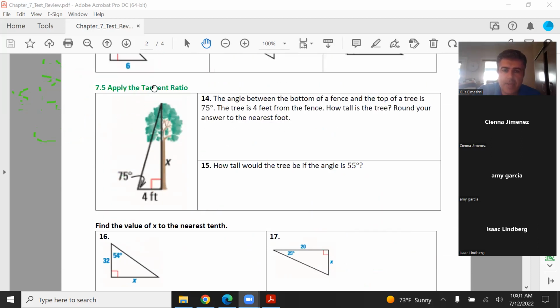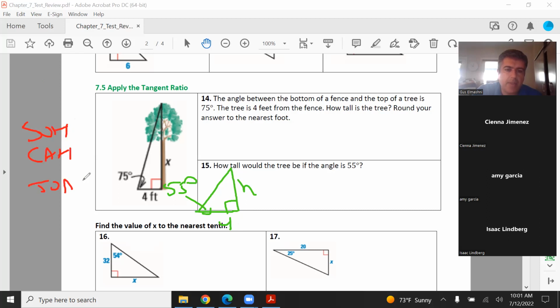How tall is the tree if the angle is 55 degrees? Okay, so if we switch the angle to 55 degrees, so that's 55 degrees, and that's slope 4. I'm assuming that's what's happening, and that's h. You gotta use tangents. So you always have to determine.